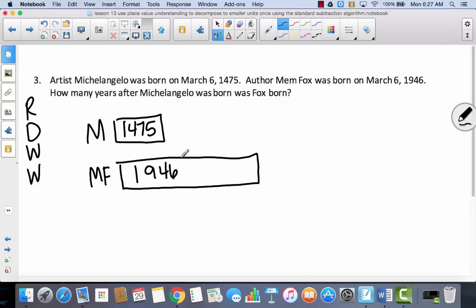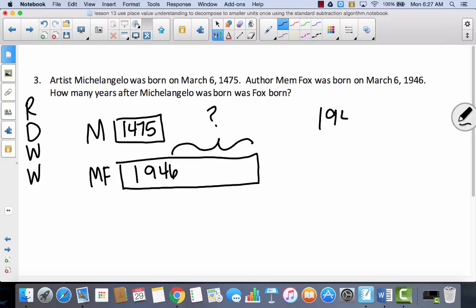So we're trying to figure out how many years after Michelangelo was born Mem Fox was born. So we're trying to figure out this here. What's the difference? How much longer is 1946 than 1475? So to find the difference, we're going to subtract.